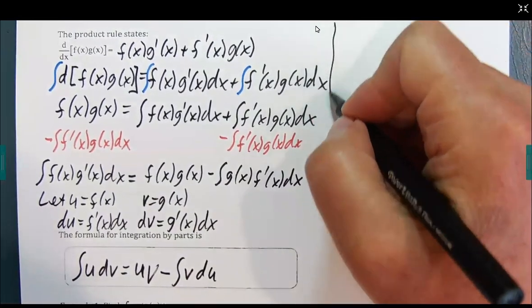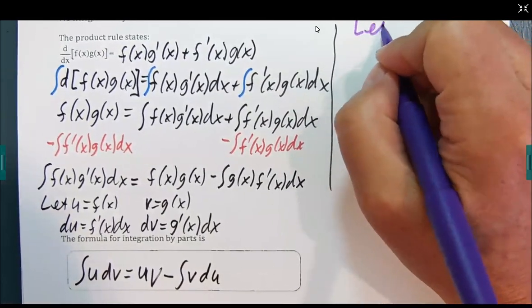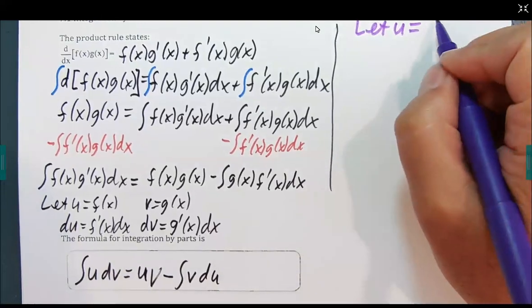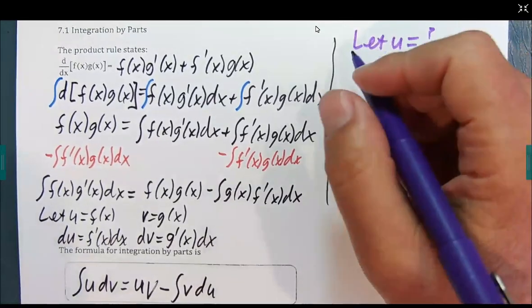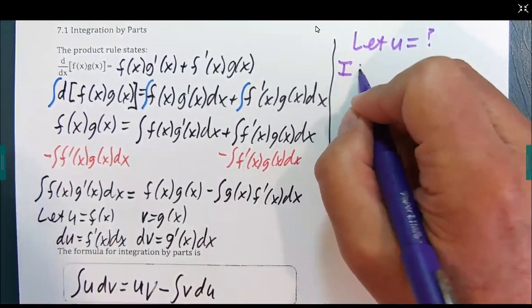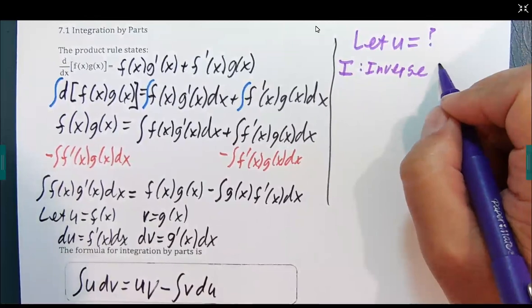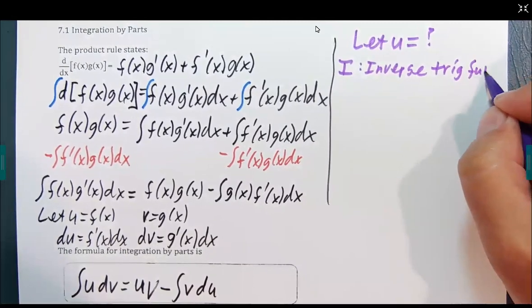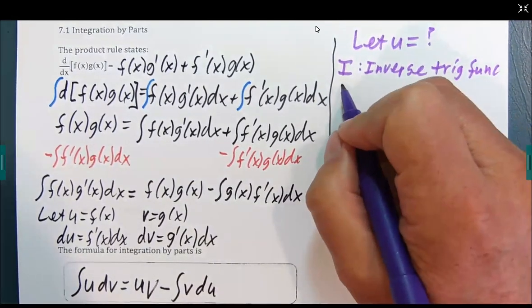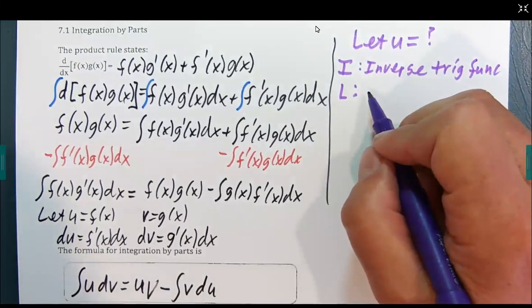So let's divide this off a little. We're going to let u equal, and this is going to be our priority. First up is the I for inverse functions, inverse trig functions. Next up is L. This is kind of like order of operations, where we start: are there any inverse trig functions? That would be my u first. If not, next up we have logarithmic.